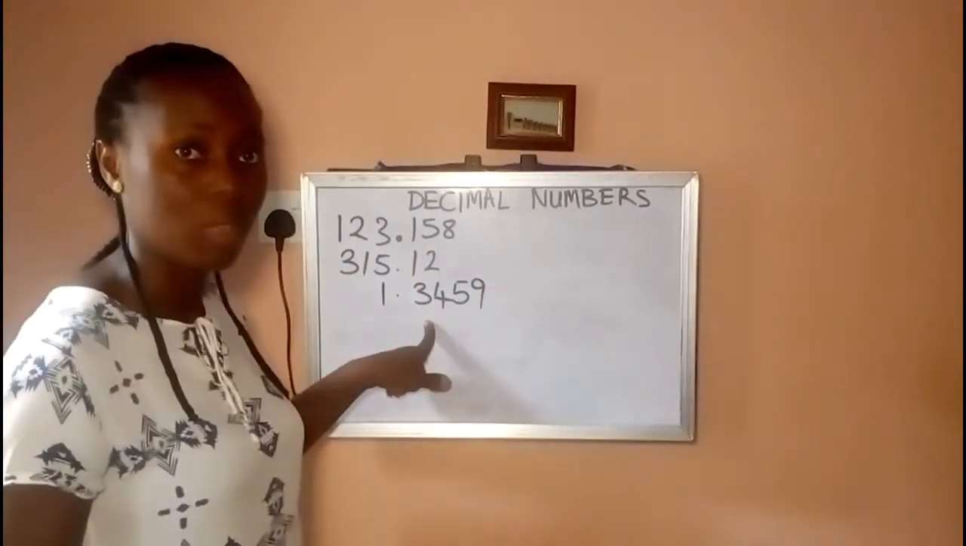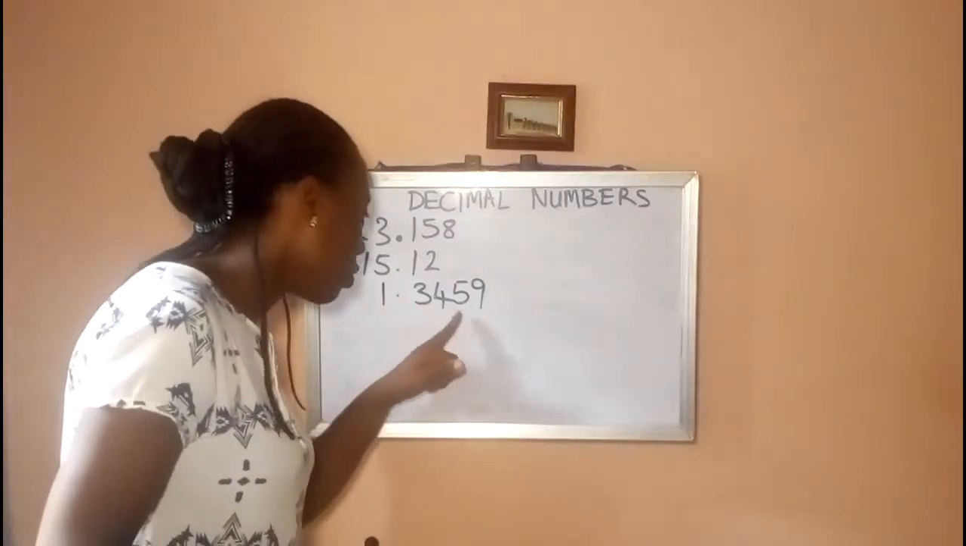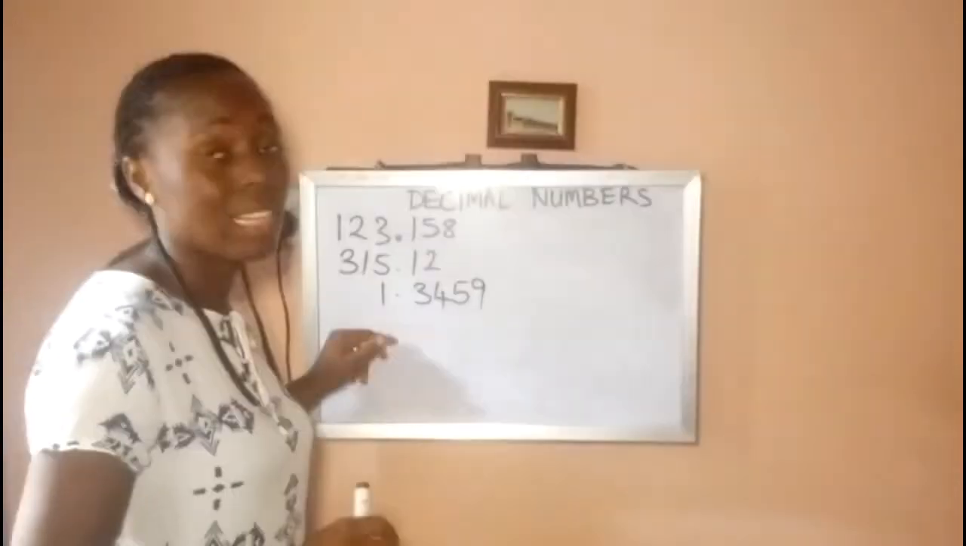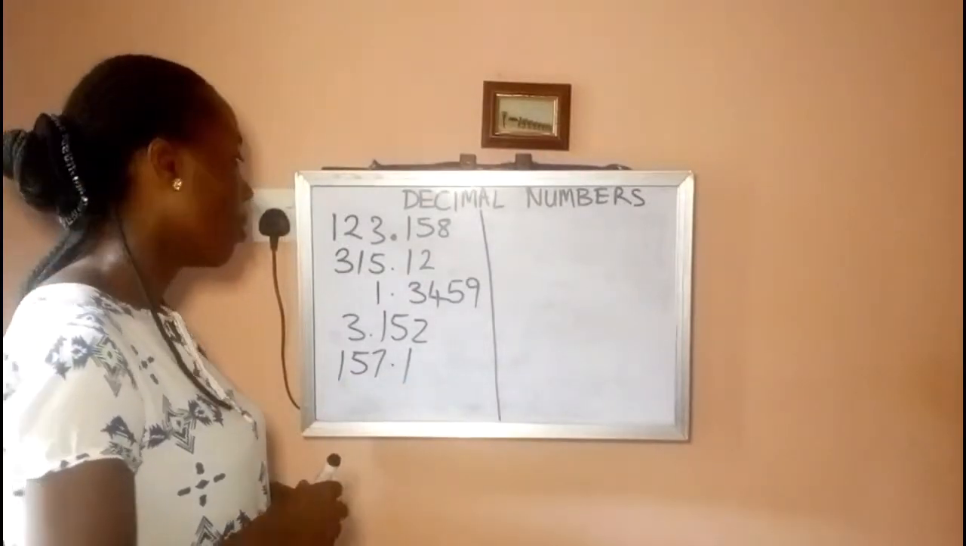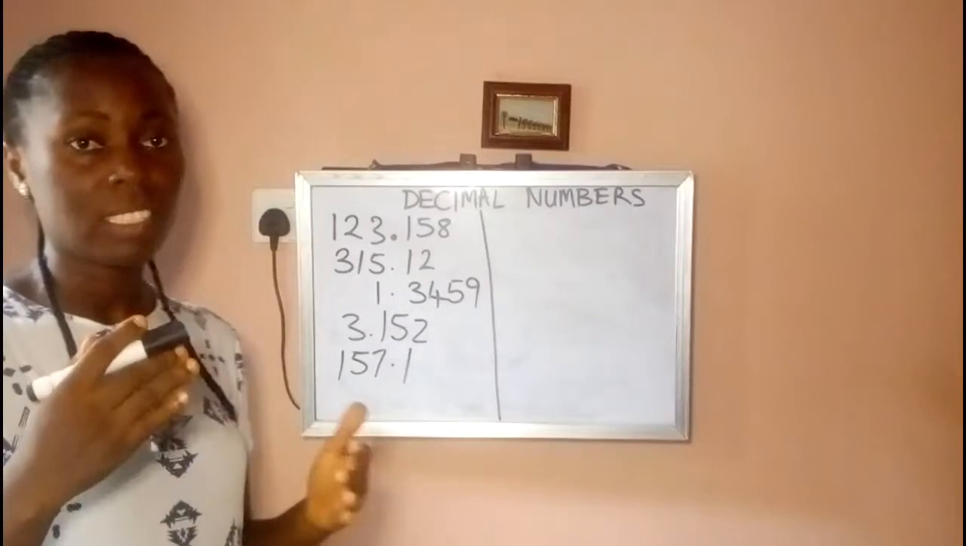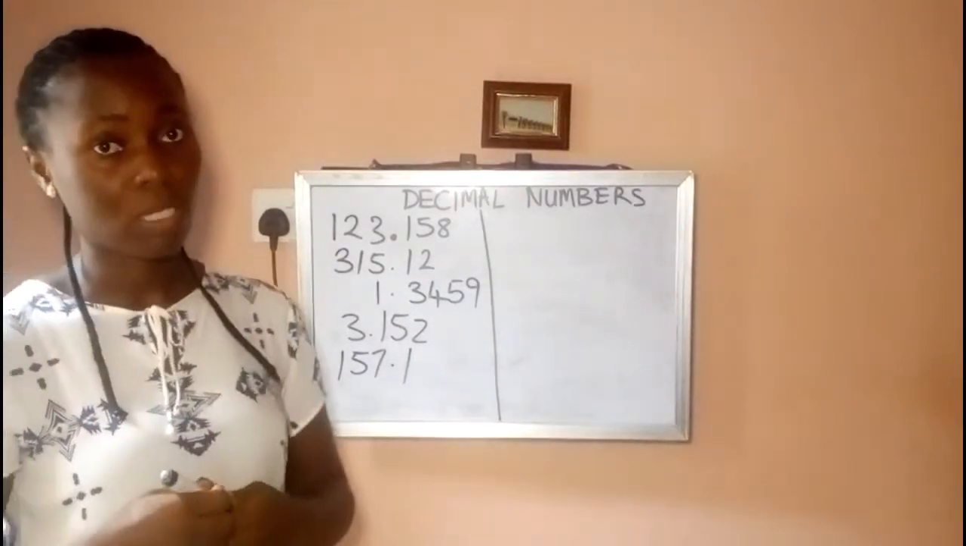Now, how many decimal places do we have here? We have 1, 2, 3, 4. We have 4 decimal places. You can go on and on. You can try it out on your own. Check several numbers. 3.152. It has 3 decimal places. 157.1. It has only 1 decimal place. So different numbers have different decimal places. I believe you have gotten that.